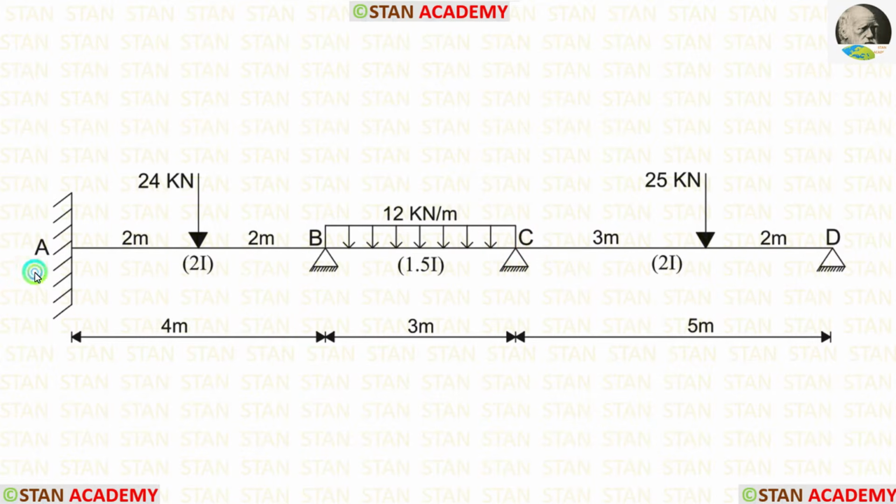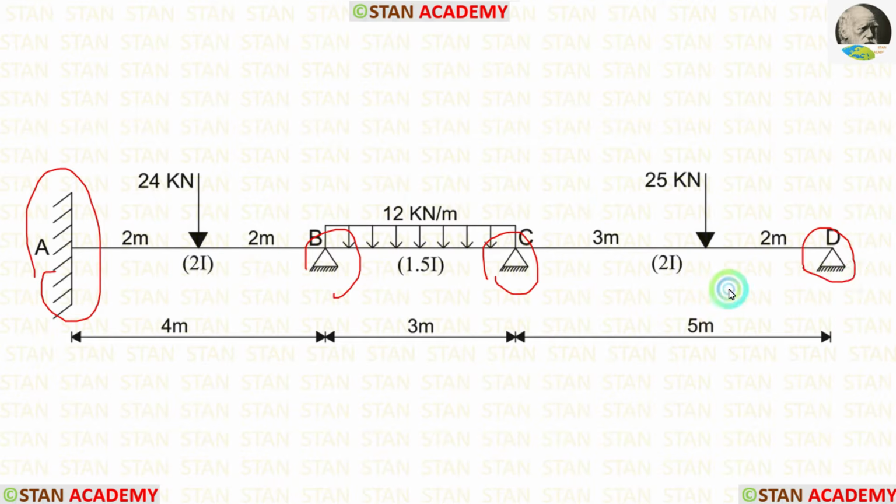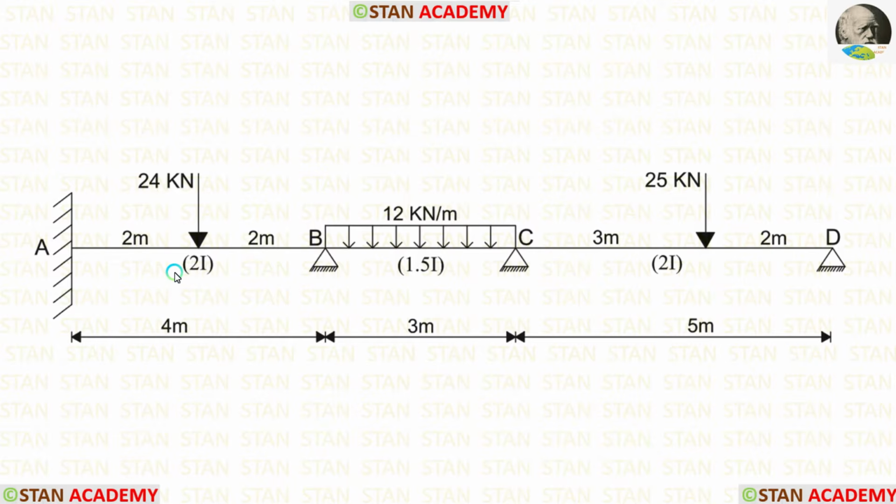In the point A, there is a fixed support. In the point B, the point C, and the point D, we are having hinged supports. The moment of inertia for the span AB is 2I, for the span BC it is 1.5I, and for the span CD it is 2I. Length of the span AB is 4 meter, length of the span BC is 3 meter, and length of the span CD is 5 meter.